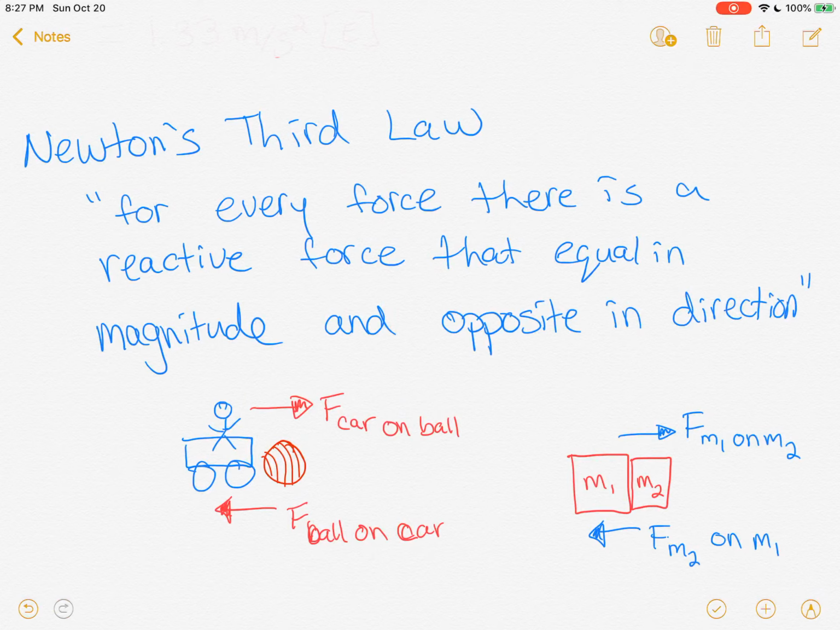Okay, this is really only going to apply when we have two objects that are really coming into contact with each other. Mainly in this course, we're going to be looking at using Newton's first law or using Newton's second law. Those are the two that we're going to use most often. All right, and that's it. That's the note for Newton's laws.